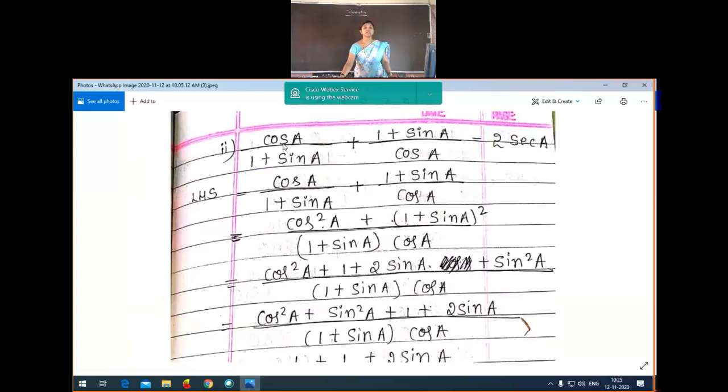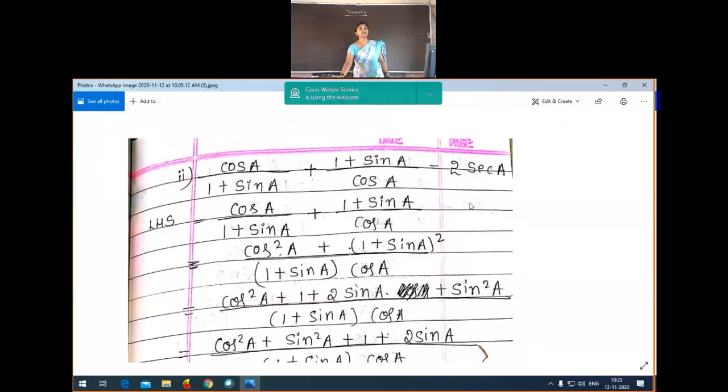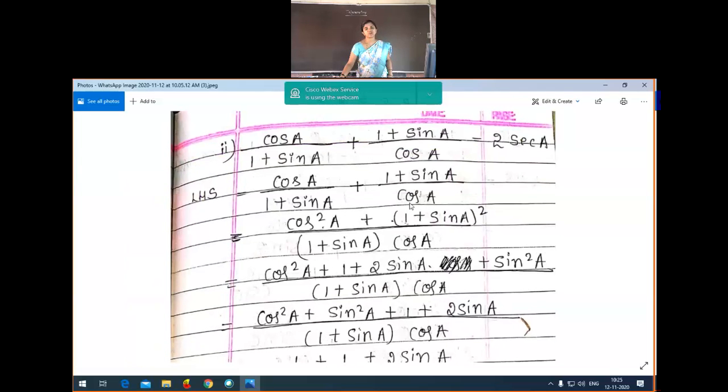Second question is cos A divided by 1 plus sin A plus 1 plus sin A divided by cos A, which is equal to 2 secant A. Is that clear? First we have to start with LHS. First you have to write LHS: cos A by 1 plus sin A plus 1 plus sin A by cos A.